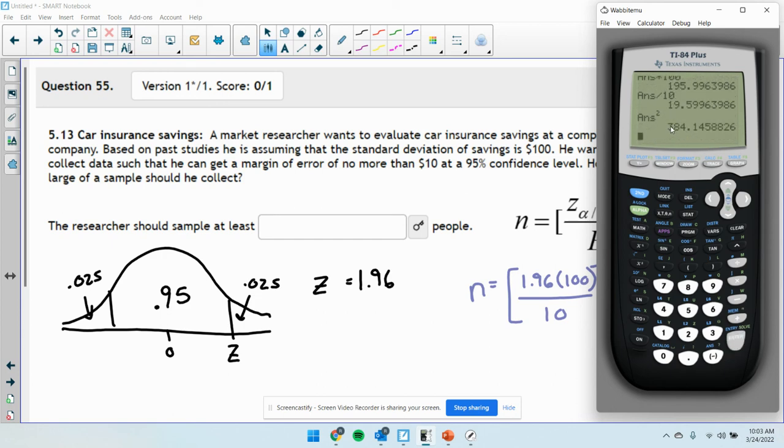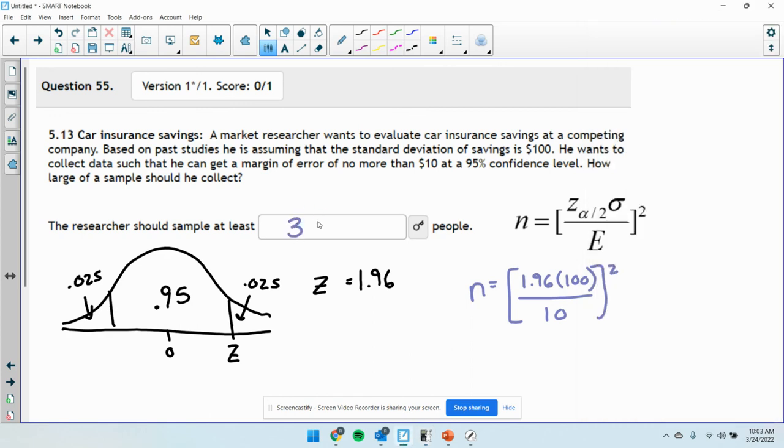So now, if you're looking at this number, rounding it to the nearest whole number would be 384, but since we want to make sure that our sample is in fact large enough, rounding down might make it too small. So when you have a sample size, no matter what the decimal is, we're always going to round up. So this is going to be 385 people.